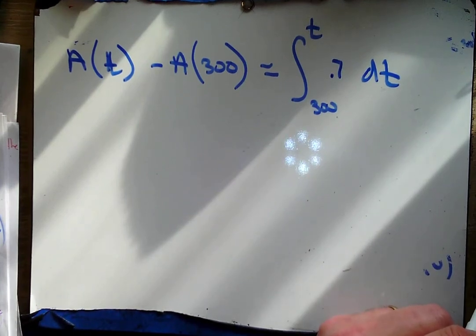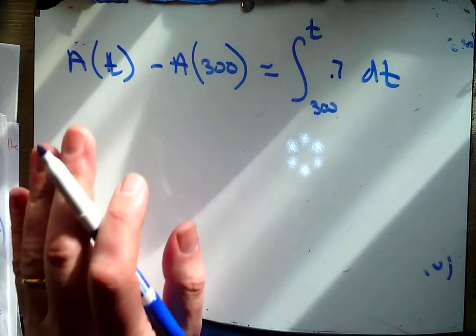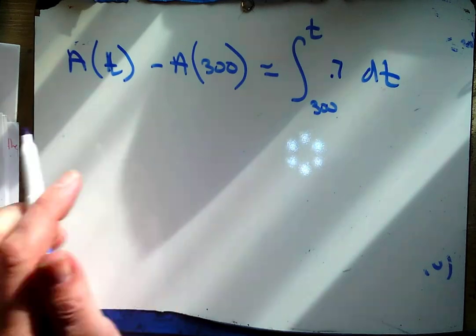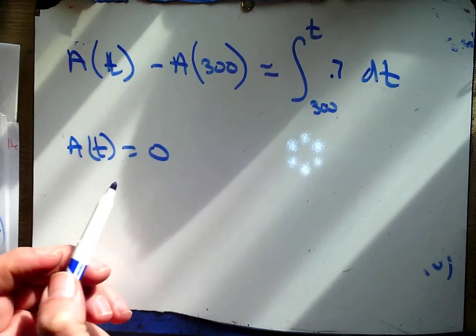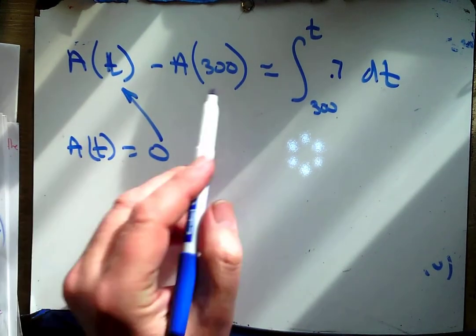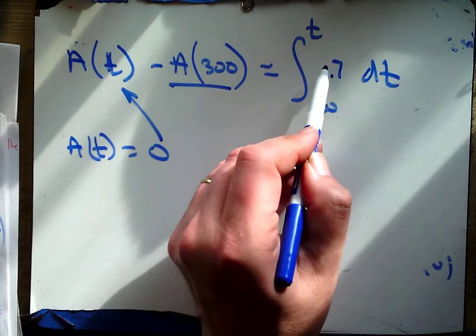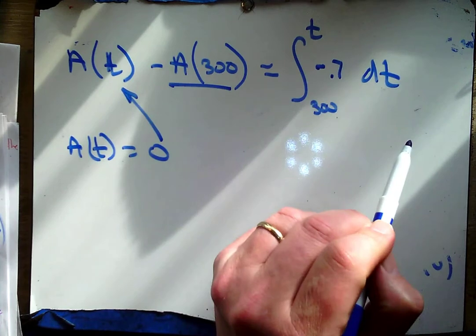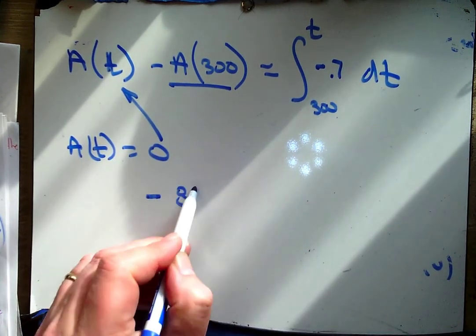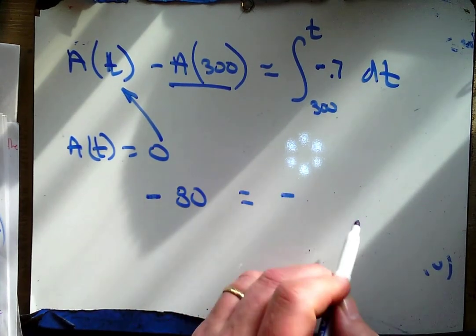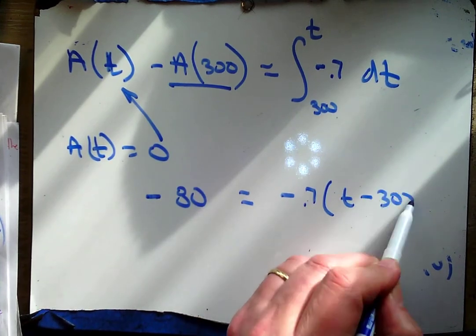Okay? So, what do we want to know about this? We want the line to be equal to 0. So we want A of t to be equal to 0. All right, so that's going to be 0. This is the 80 we just found. And this is the number of people leaving, the rate at which they leave. So I've got negative 80 equals negative 0.7 times t minus 300.